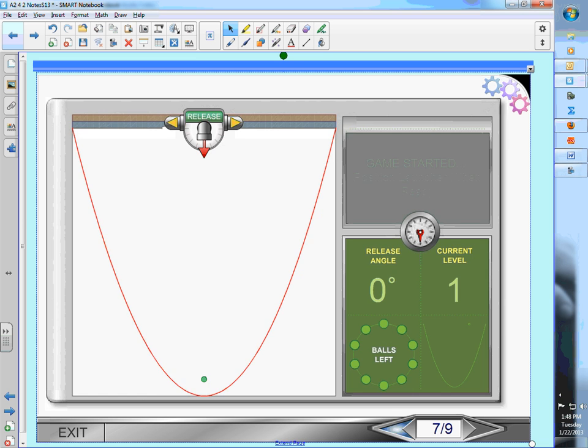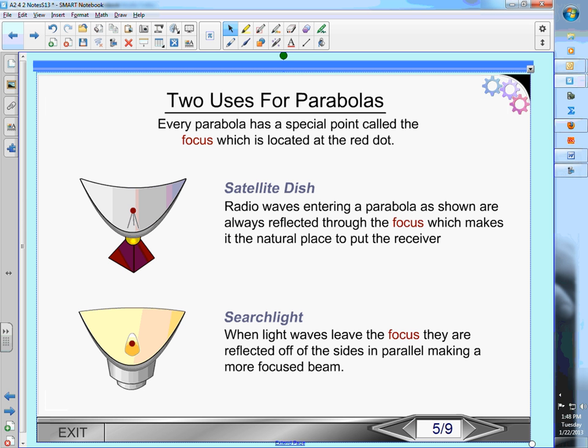let me go back. If waves come into here, so you can see there, that's what I was hoping for. So in this one, it's collecting waves. Wherever it comes in, they all bounce and they end up hitting the focus. Here, the light is emitted in all directions, and anywhere the light comes out, it's sent straight out of the parabola.